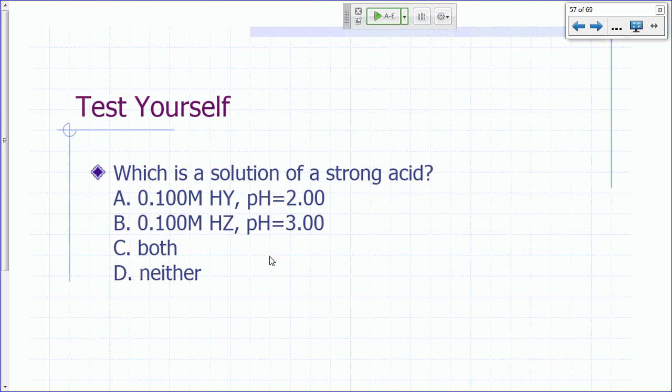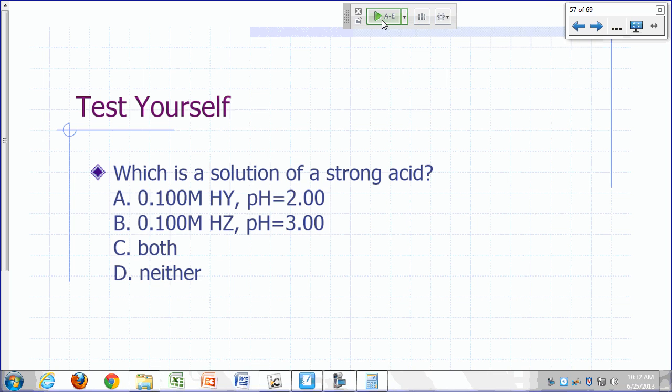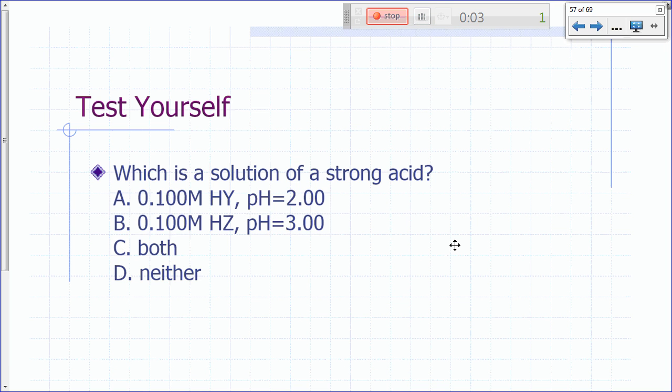Okay. Oh, here's a clicker question. Looks like I just primed you for this question. Which is a solution of a strong acid? 0.1 molar HY, pH is 2. 0.1 molar HZ, pH is 3. Both or neither. Now Y and Z are fictitious, okay? HY and HZ. So don't say that neither one is strong because it's not one of the six. Okay, this is fictitious. But be open to the possibility that that fictitious acid could be strong or weak. So what would it be?